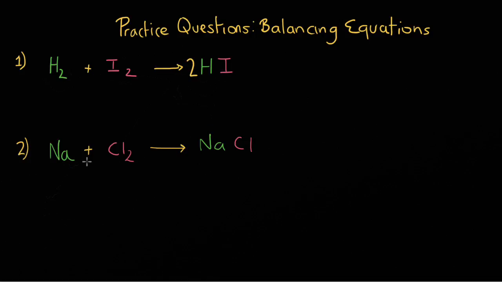With the second question, we've got two chlorines on the left and one sodium on the left. Sodium's happy, but chlorine isn't. So we need to place a number 2 here. And now that balances the two chlorines, but we now have two sodiums on the right, which means we've got to place a number 2 for sodium on the left. So both those equations are now balanced. So if that's what you've actually got, great work. Okay, we'll now move on to the next two questions.